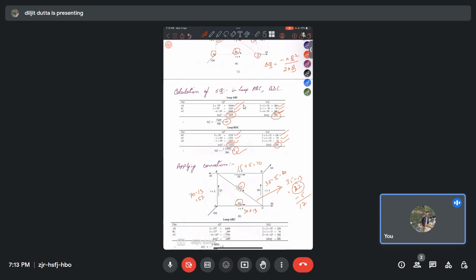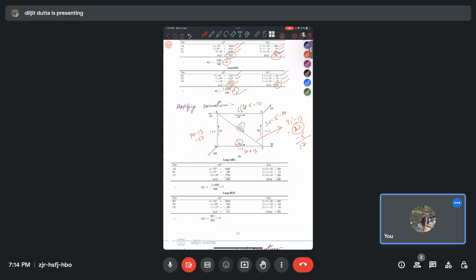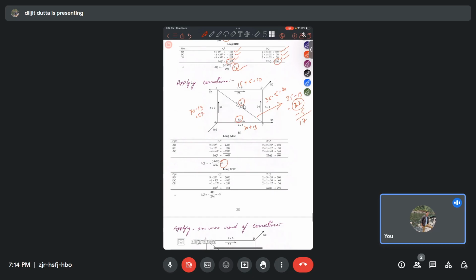So this is how we obtain the revised flow values for the different pipelines. Now we again do the same procedure. Again we take the loops and find RQ square; the directions will be the same, we won't be changing the directions. So here the delta Q comes as 1, and for loop BDC delta Q comes as minus 3.